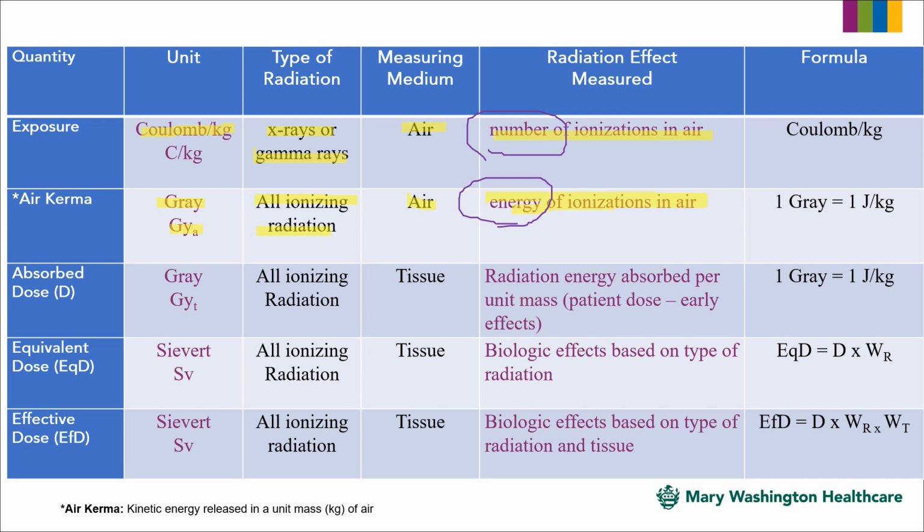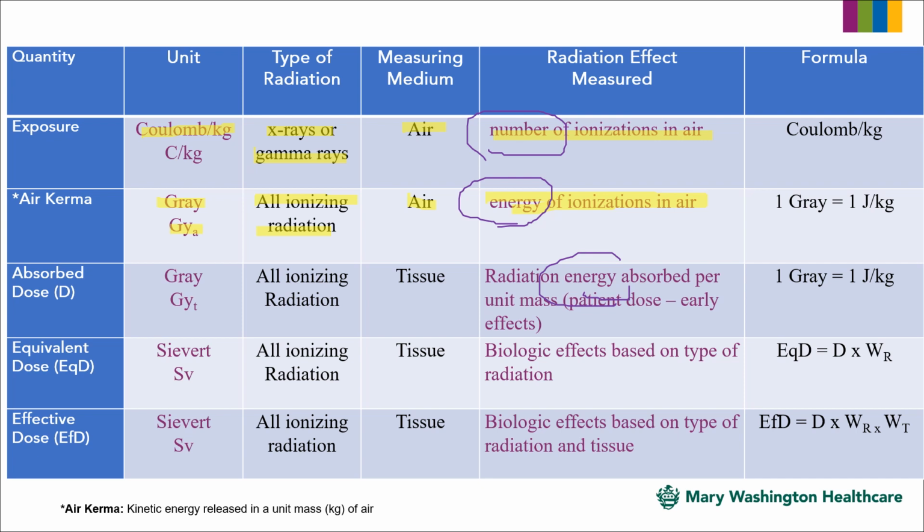Now the absorbed dose is the gray, and something that the gray in air and gray in tissue have in common is the word energy again. Except this time, we're going to have radiation energy absorbed per unit mass. So we're looking at patient dose here. 1 gray is equal to 1 joule per kilogram.